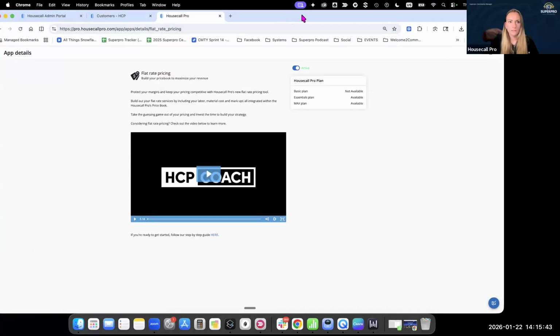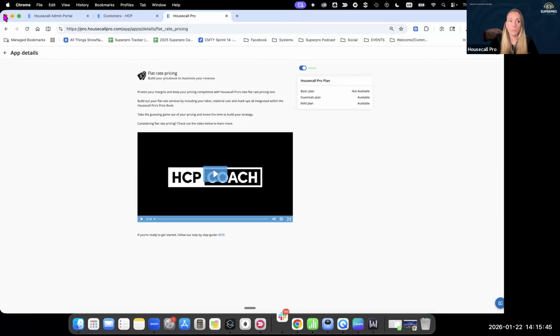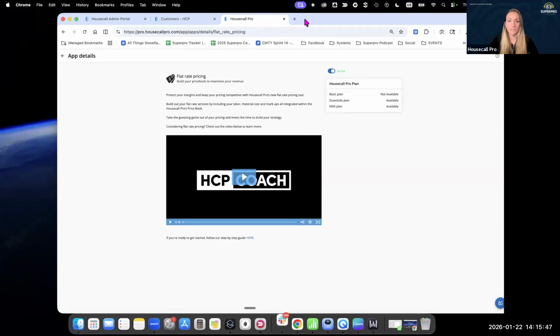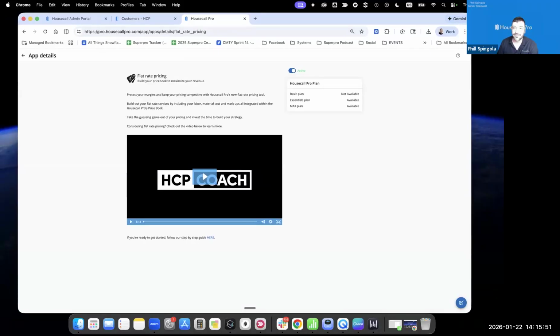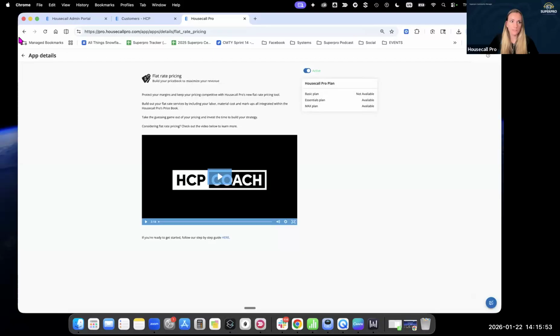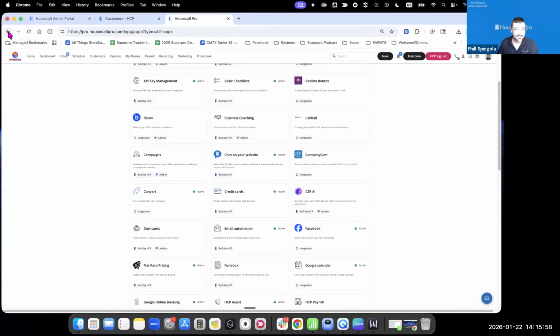Okay, I see. So that will not show up inside of your account until it is toggled on. That is correct. So you might be using your Housecall Pro account for years and years and not even know that's there. I bet you see that all the time. Oh yeah.